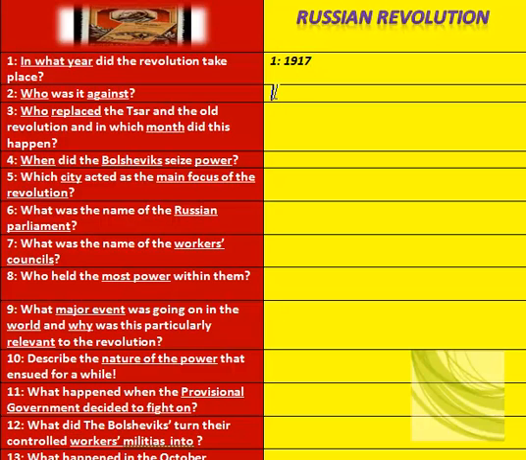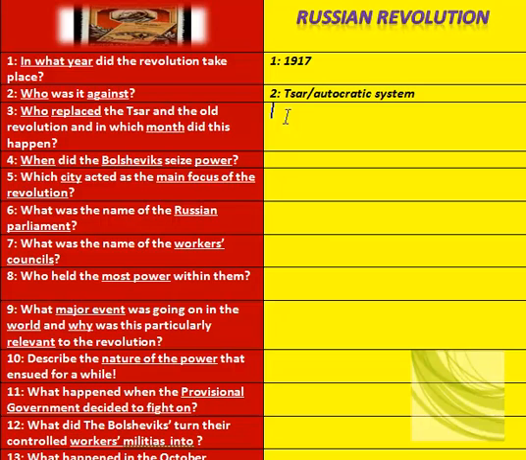1917. Okay, number two, who was it against? It was against the Tsar, or the Russian Empire, and his autocratic system, if you like. Okay, that's who it was against. The Russians had only just got rid of a feudal system only a few decades before.